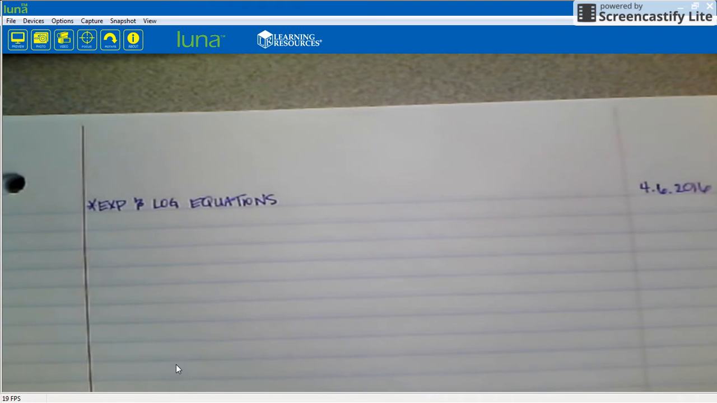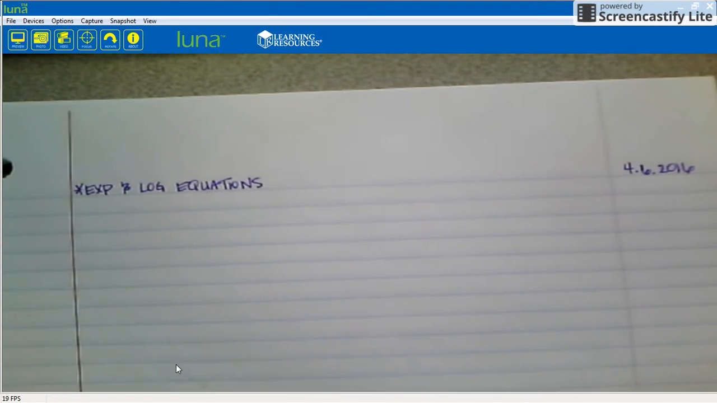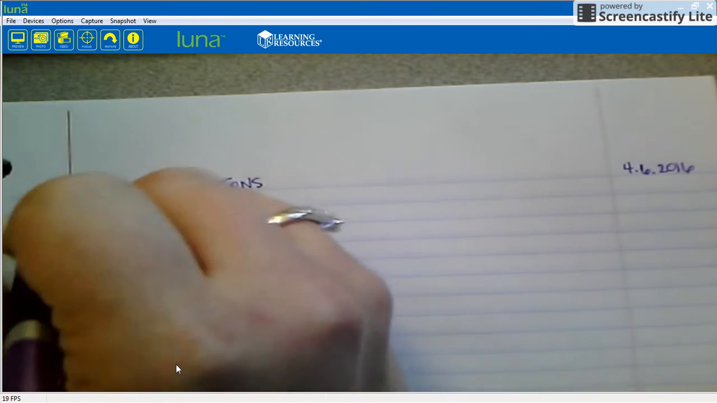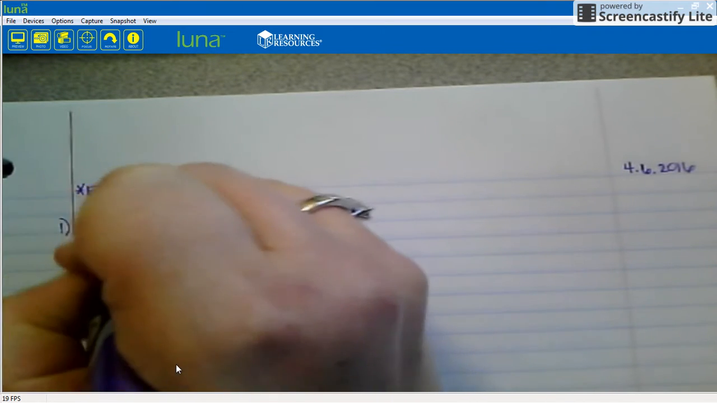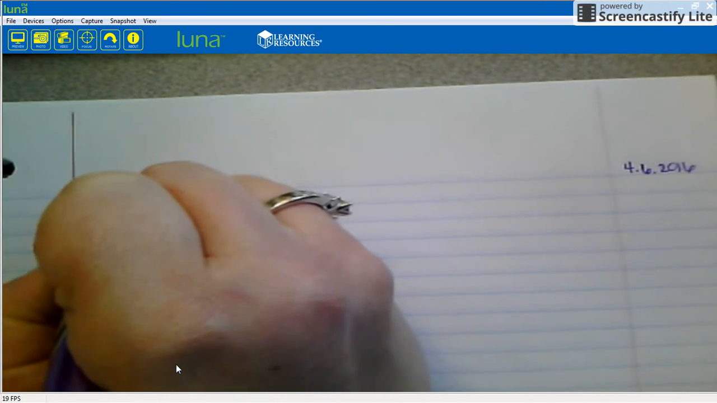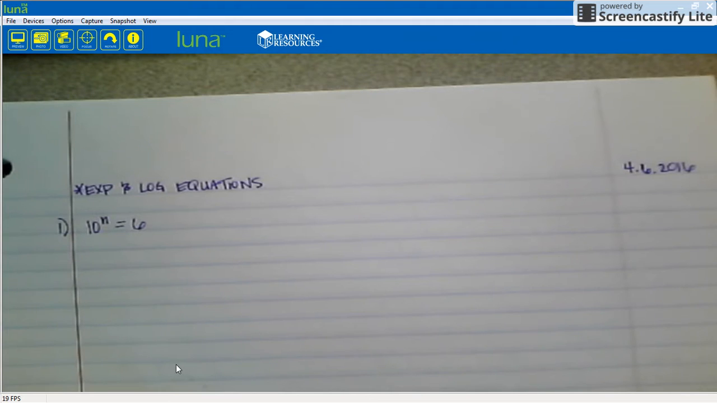On the notes sheet with the practice set problems, we're going to work through at first numbers 1 through 18, and then the next video will cover numbers 19 through 40. So for number 1, we have 10 to the power of n is equal to 6.